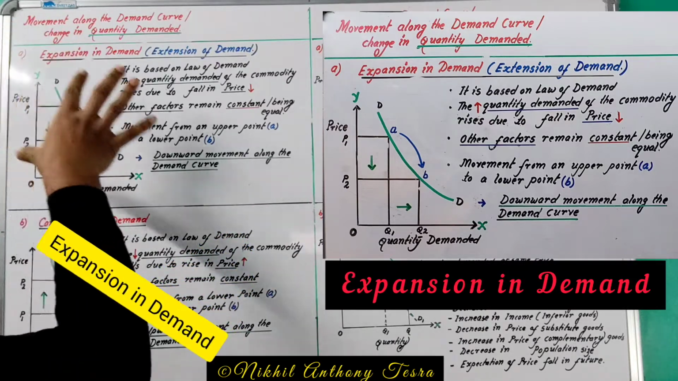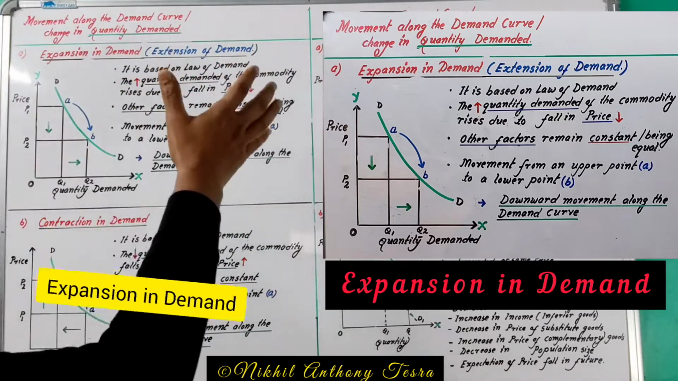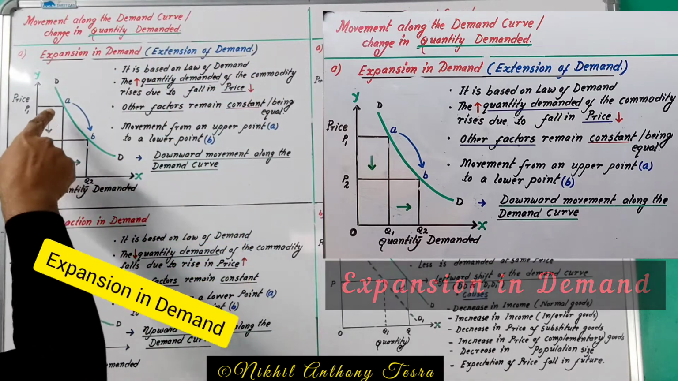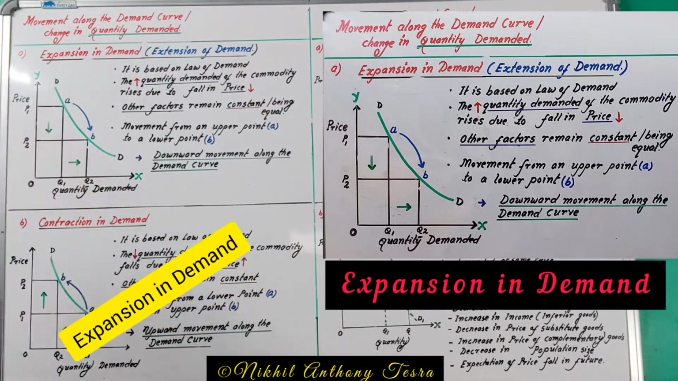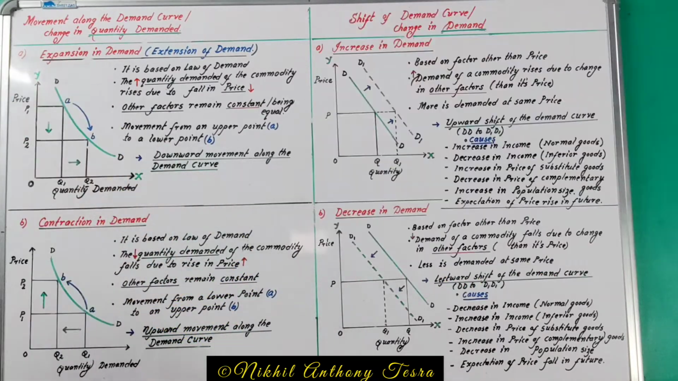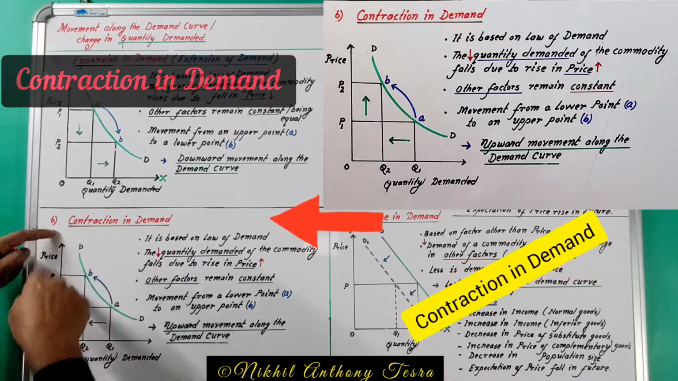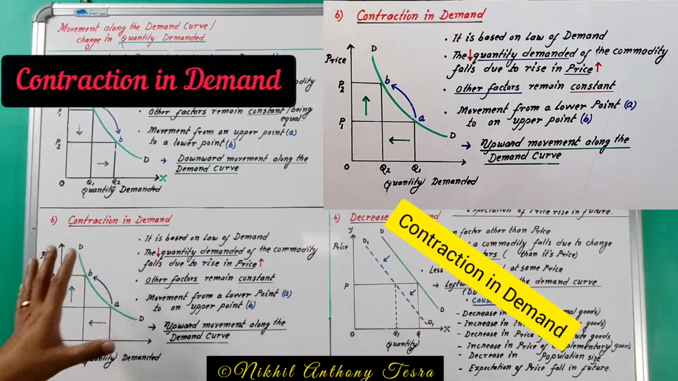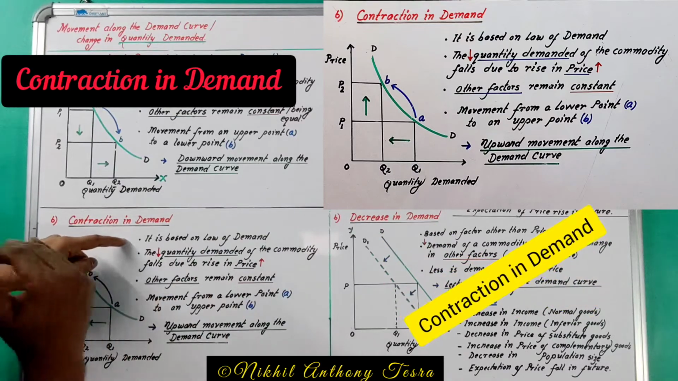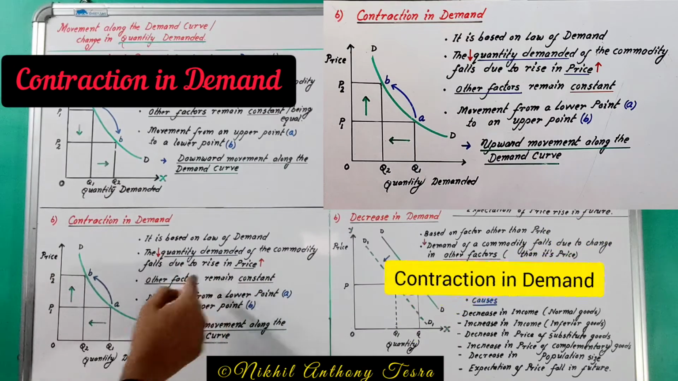So expansion in demand means quantity demanded increases due to a fall in price, other factors remaining constant. We are just moving from an upper point to a lower point. This is also known as downward movement along the demand curve. Okay friends, so that is done. Number two, contraction in demand. In case of contraction in demand, this is also based on the law of demand, number one. Number two, the quantity demanded of a commodity falls due to a rise in price.